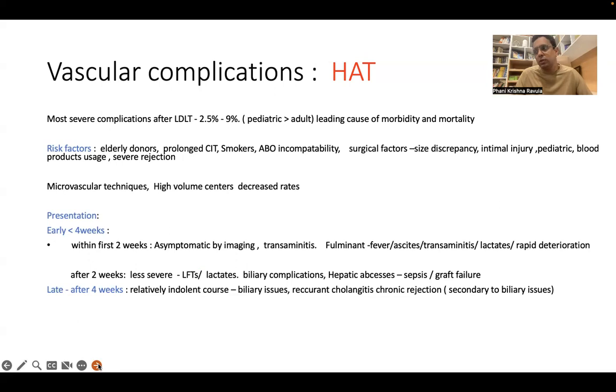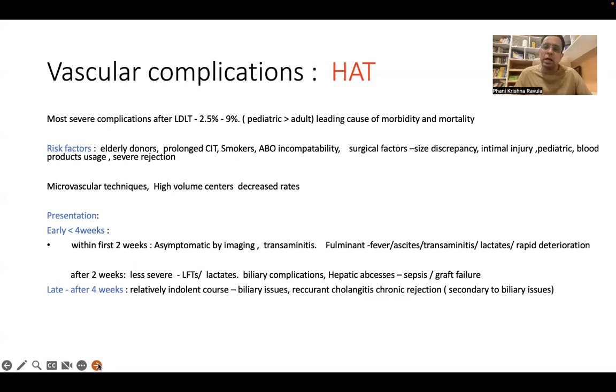This is because the normal liver can have some collaterals, like from the phrenic vessels and all that, but in the transplanted liver, the arterial supply is the exclusive blood supply. After the first 2 weeks, some degree of bile duct collateralization occurs from around the peribiliary region. So the presentation is less severe. The patient does not have such a dramatic derangement of LFTs, though he may have liver dysfunction. And the patient's lactates don't go up so much.